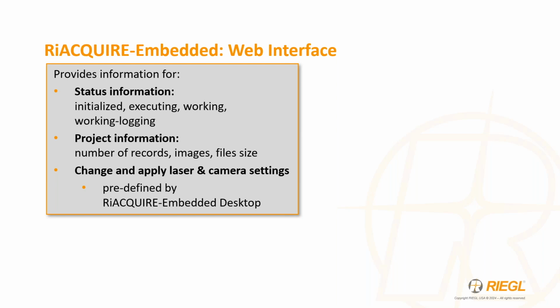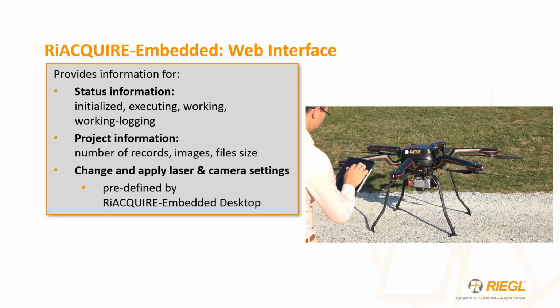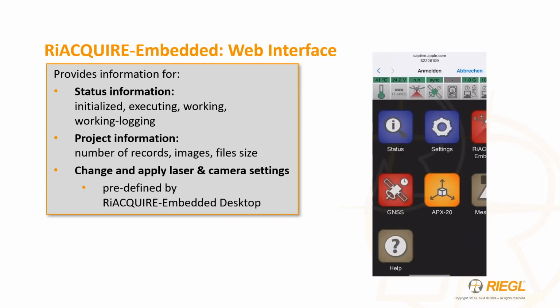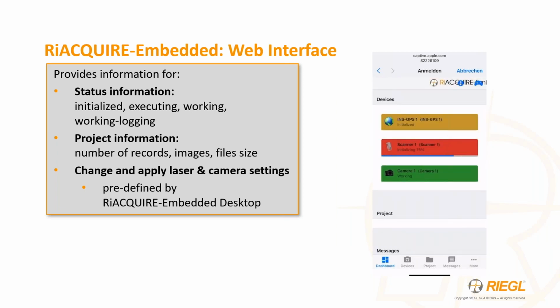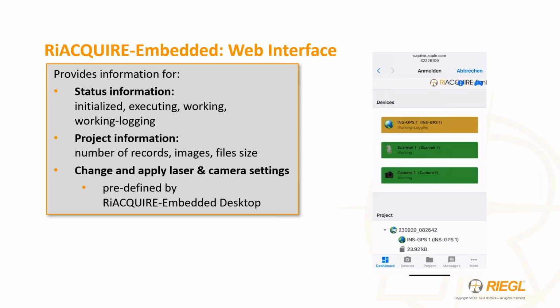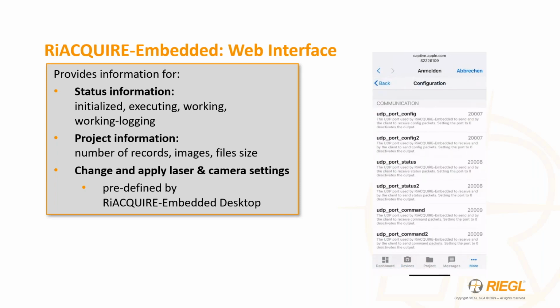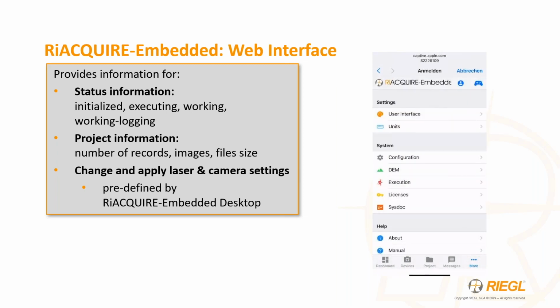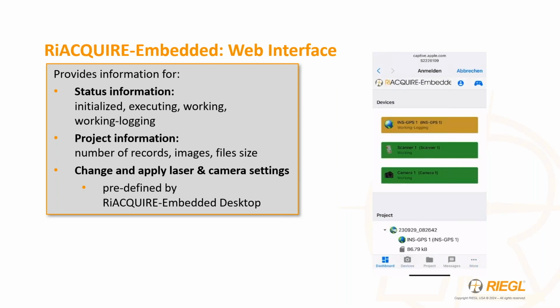So on RIEGL embedded, using the web interface, you can connect remotely via a tablet or your phone, wirelessly to the payload. In this case, it's on an ACE core UAV, but the same interface would apply because it's related to the LiDAR system. On that tablet, here is a video of what you're seeing on that device. You can see the serial number information. You can see that everything is green, so all systems are go.